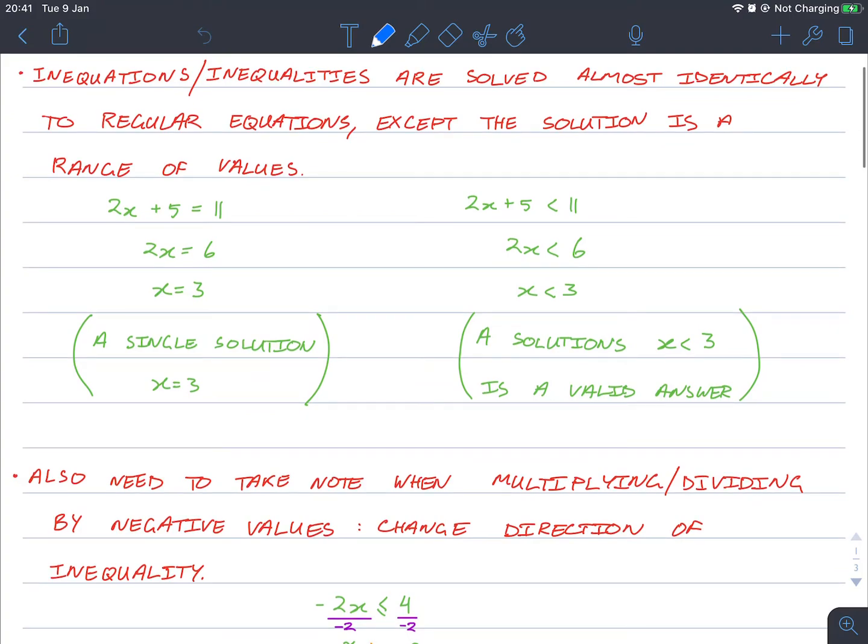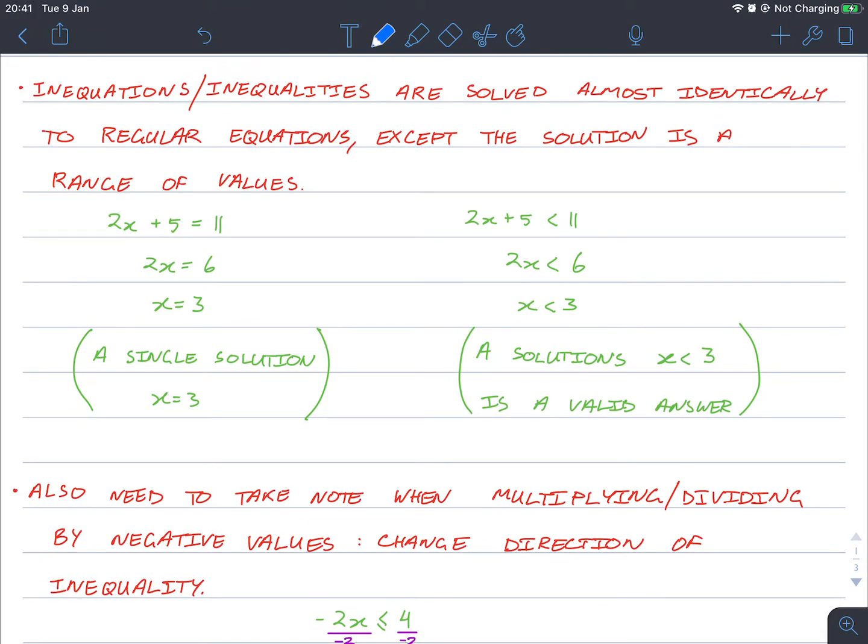So for example, if we take this equation, we get a single value, x equals 3, whereas if we solve this inequality, we get x is less than 3. This means all the solutions less than 3 are a valid answer. So I could put x equals 2, x equals 1, x equals -1.5, etc. But rather than write all those values, we just write x is less than 3.